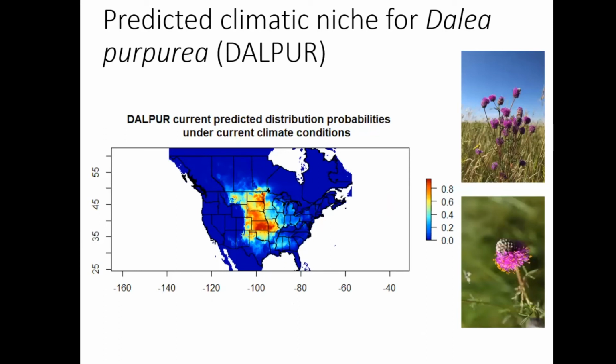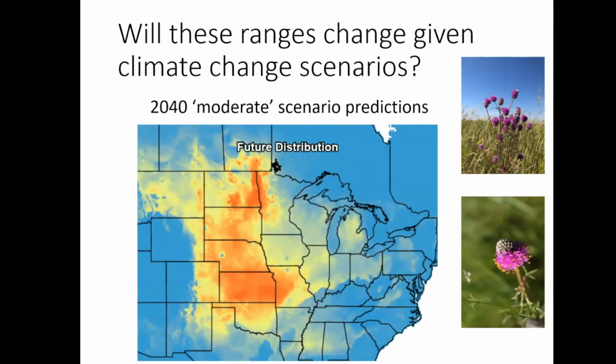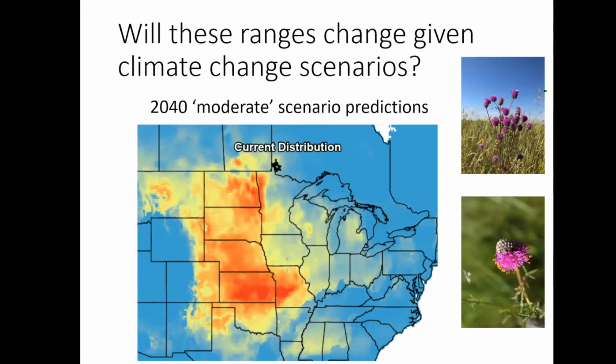So now that I have those known presence points, I have known background points, the associated climates of the variables that are most important, I was then able to produce a contemporary climatic niche for my species. In this case, again, Dalea purpurea. And here we can see the red values indicate high habitat suitability, with the lower blue tones representing areas of low habitat suitability.